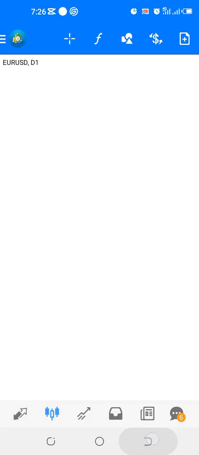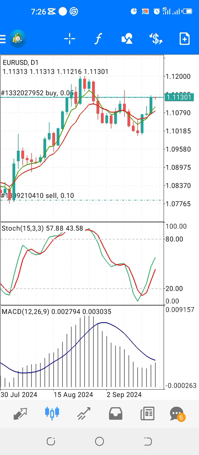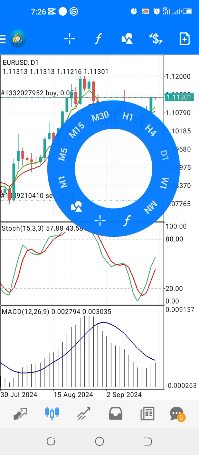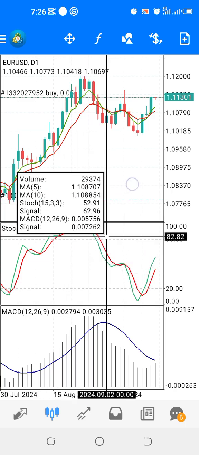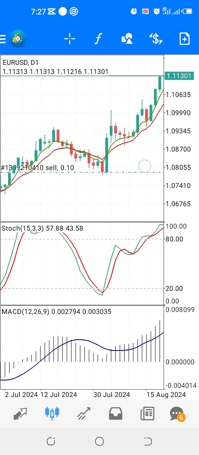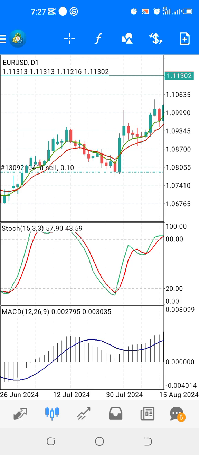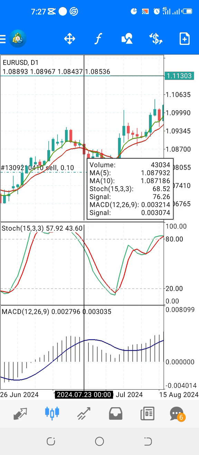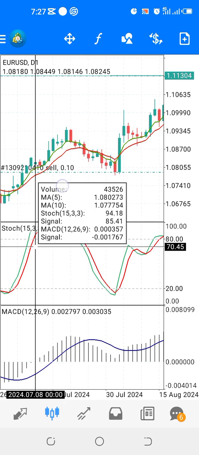That's MACD. Ensure that the MACD line is above zero and is heading upwards. So if you had used MACD, you would have been on the trade earlier.